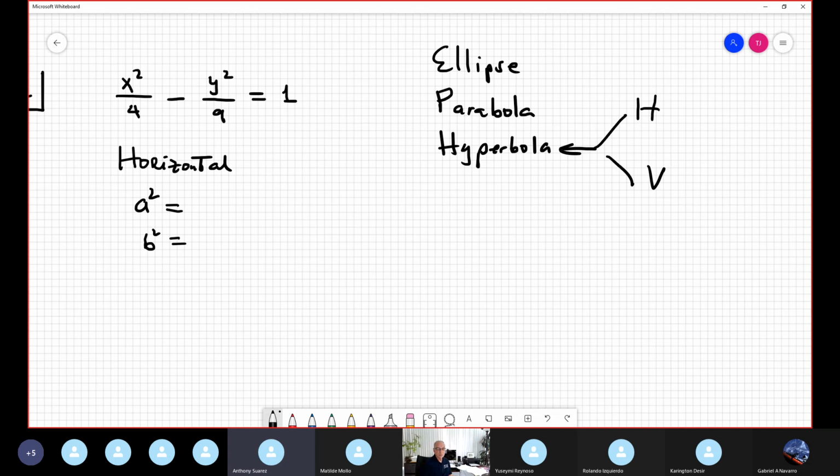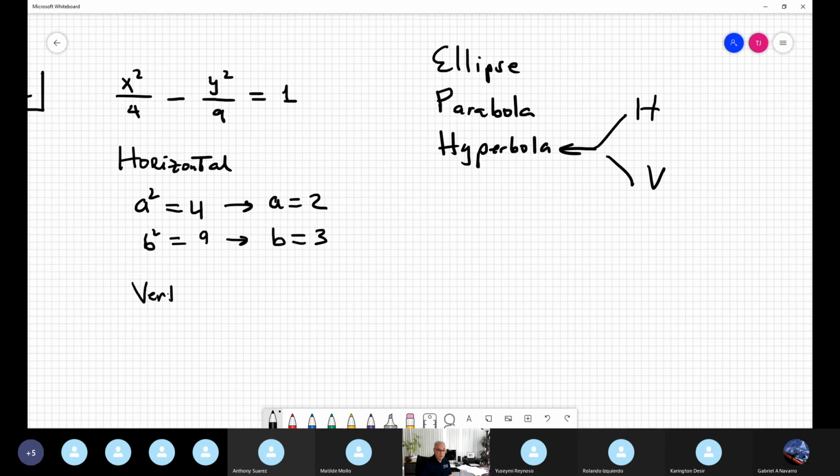A squared is 4. Super. Therefore, A is 2, no? And B squared is 9, B is 3. Super. Now we have the vertex. And by the way, I forgot the most important moment.